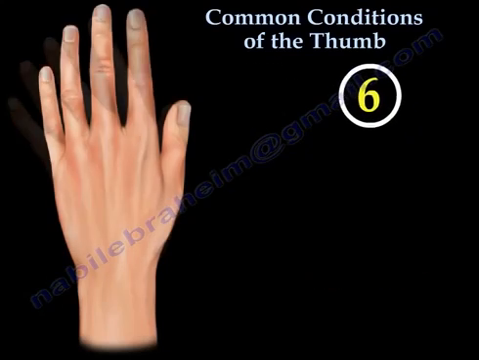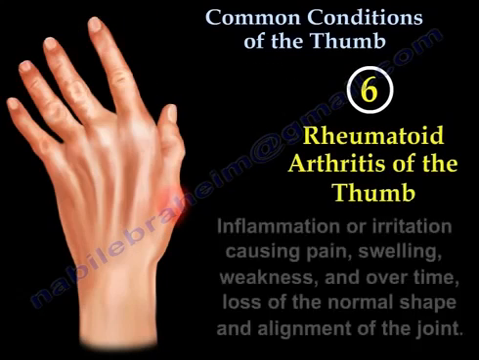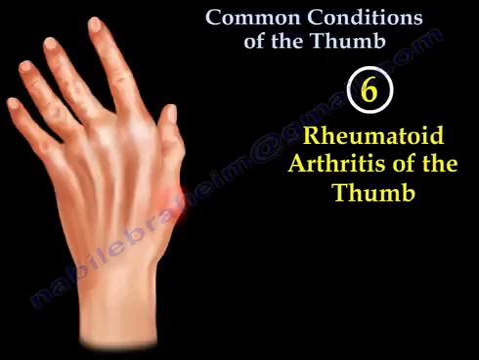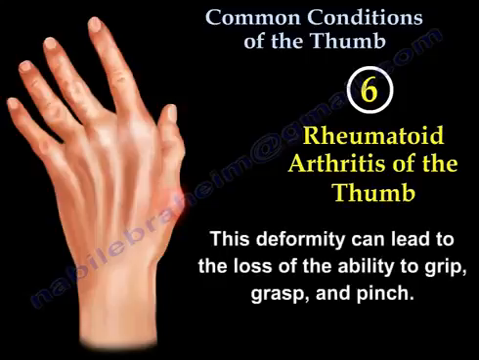Rheumatoid arthritis of the thumb. The inflammation or irritation causing pain, swelling, weakness, and over time loss of normal shape and alignment of the joints of the thumb. The deformity can lead to loss of the ability to grip, grasp, and pinch, the most common deformity called Boutonniere deformity of the thumb.